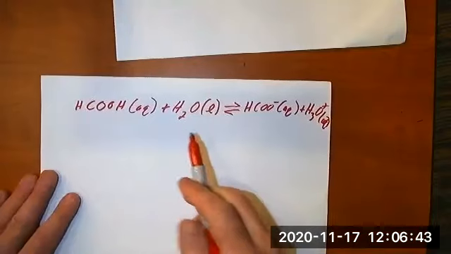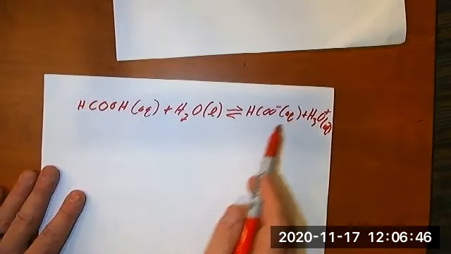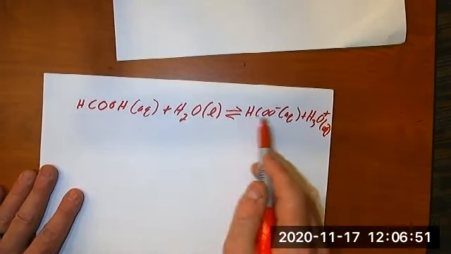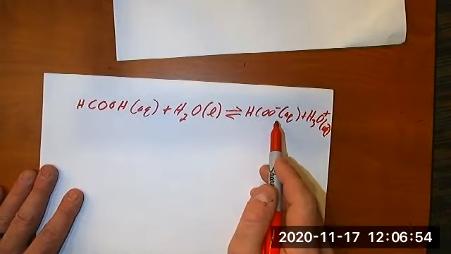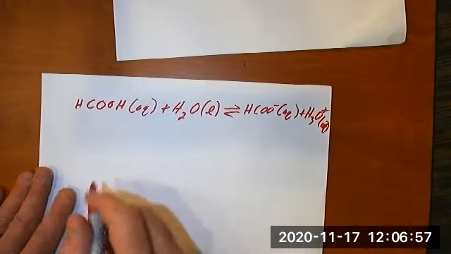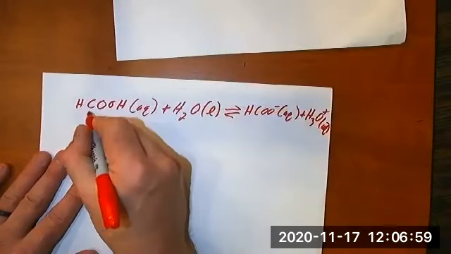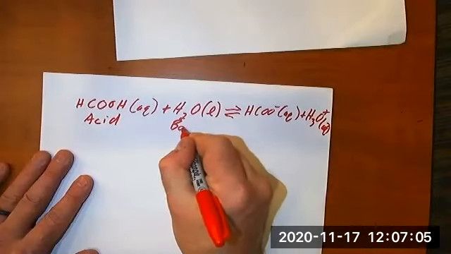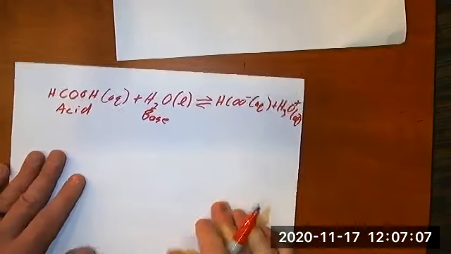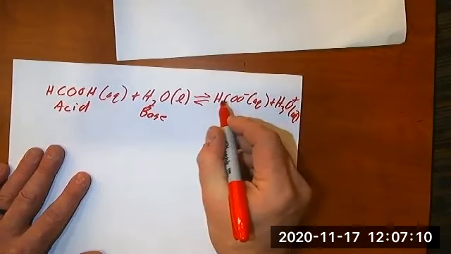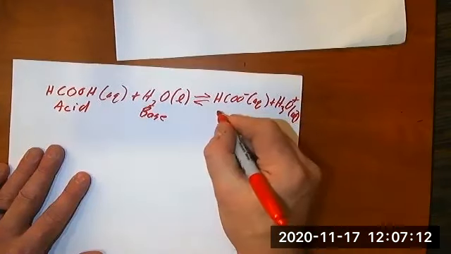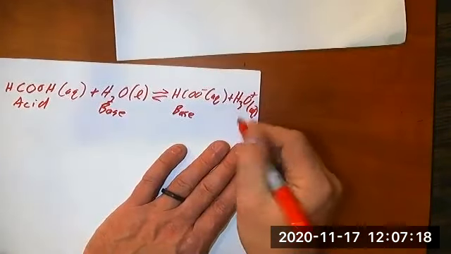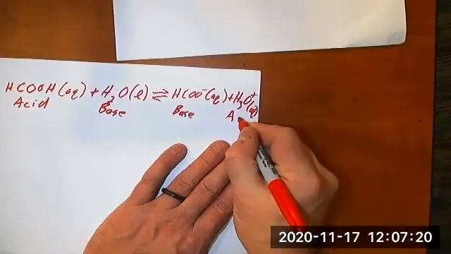And what we notice is that if we look at the reverse reaction, the water is donating a proton and the formate ion that we have here is accepting that proton. So this, for the forward reaction, is acting as the acid. The water is acting as the base because it is accepting a proton. For the reverse reaction, the formate ion is accepting a proton, and so it is acting as a base, and the hydronium ion is donating a proton, so it is acting as an acid.